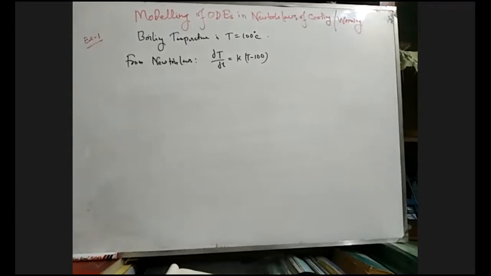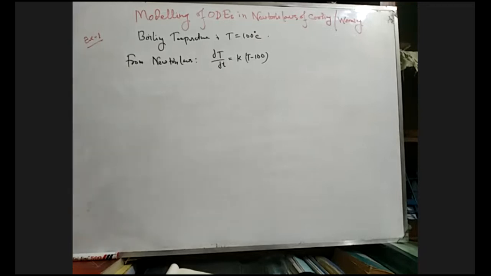So from Newton's law of cooling, we can write dT/dt equals k (T minus 100). The capital T is the temperature, that means the dependent variable. Small t is the independent variable, time.